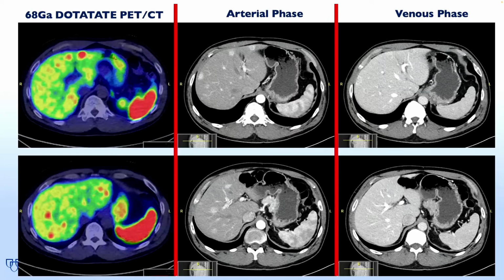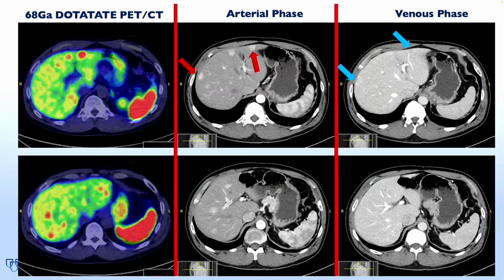So this is radiology 101. This is one of my patients, and it shows the importance of doing good imaging. Here you can see the gallium-68 DOTATATE PET. You can see those red dots. These are liver metastases. You can see slightly brighter spots in the liver. These are also liver metastases, but you can't really see them on this one.